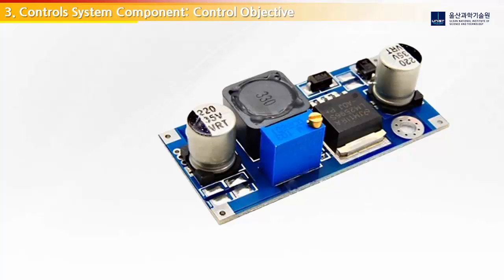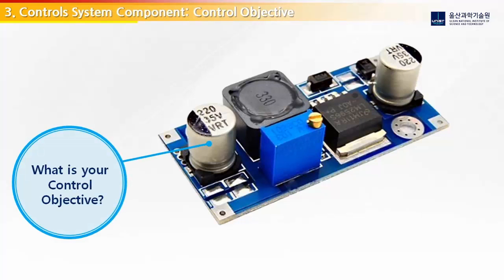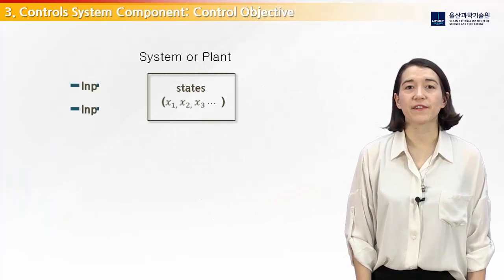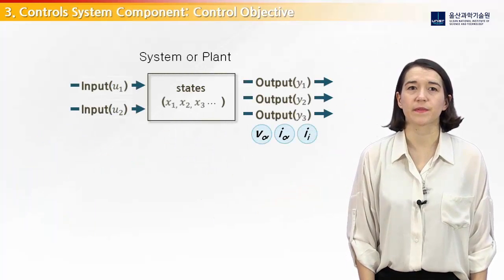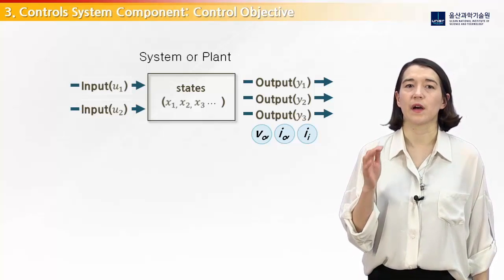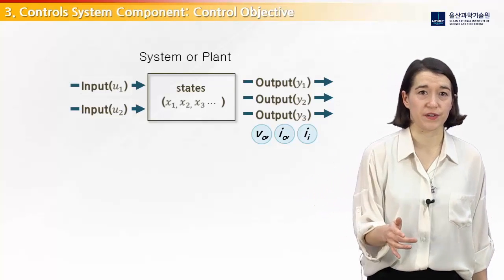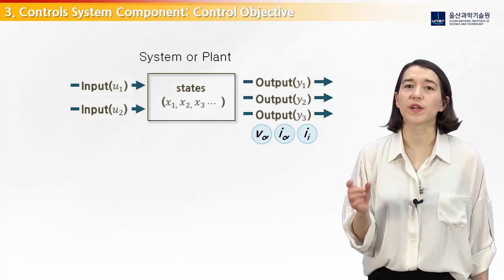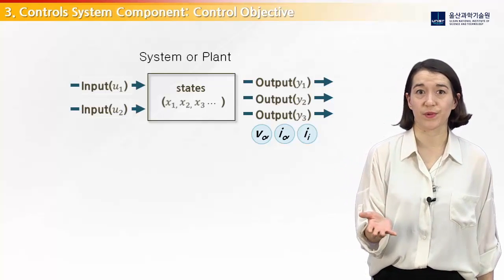The next control system component is our control objective. This is the target of your control. What are you trying to achieve in your system? The target for many DC-DC converter systems is a constant output voltage, but it could also be a constant output current or inductor current. When we linearize a system, we should already know which of the potential outputs we want to control.